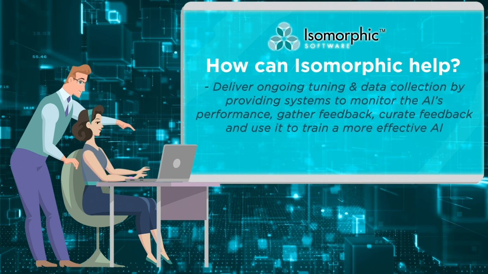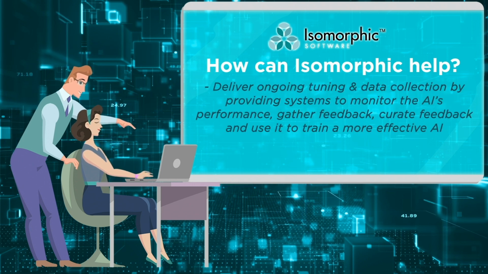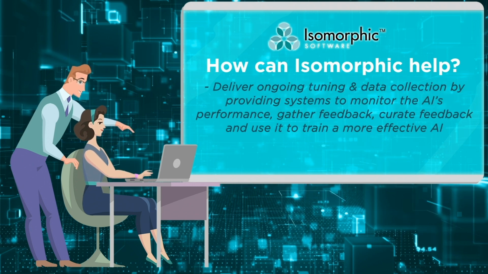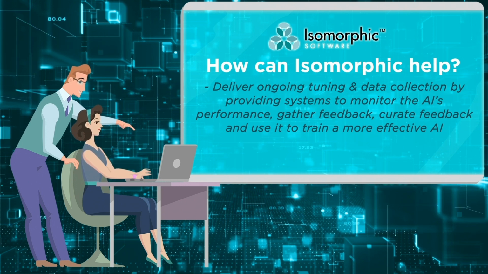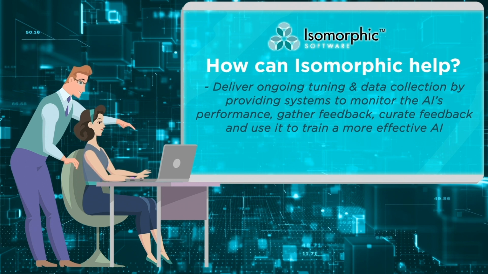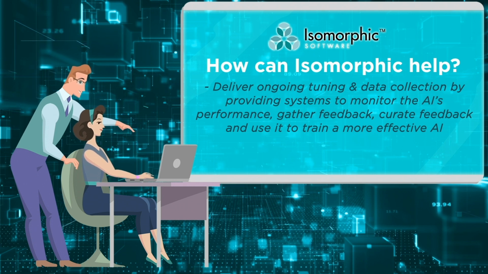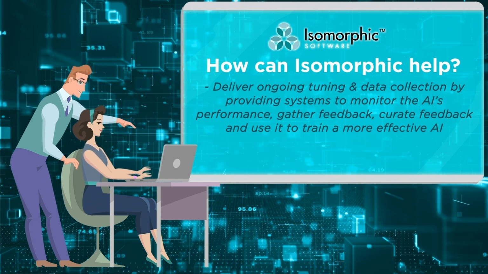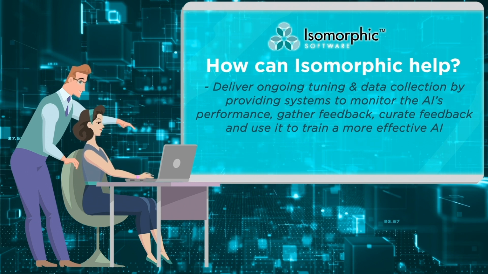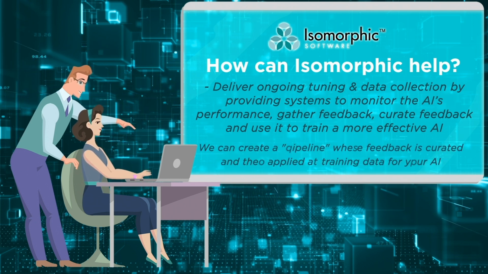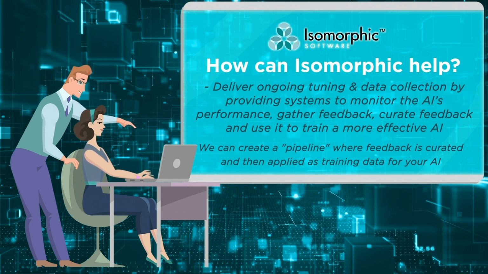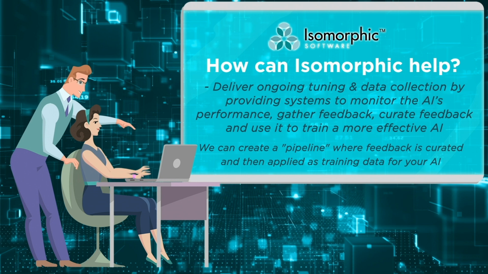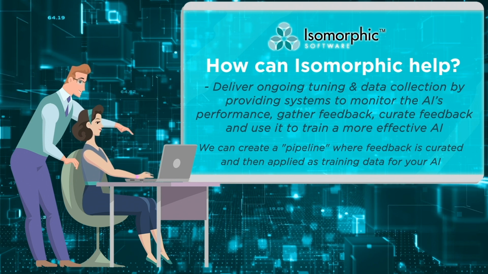Deliver ongoing tuning and data collection by providing systems to monitor the AI's performance, gather feedback, curate feedback, and use it to train a more effective AI. Naive strategies such as direct user feedback to AIs tend to cause AIs to go insane and start giving nonsense results. We can create a pipeline where feedback is curated and then applied as training data for your AI, incrementally upgrading it based on feedback without the risk of rogue AI.